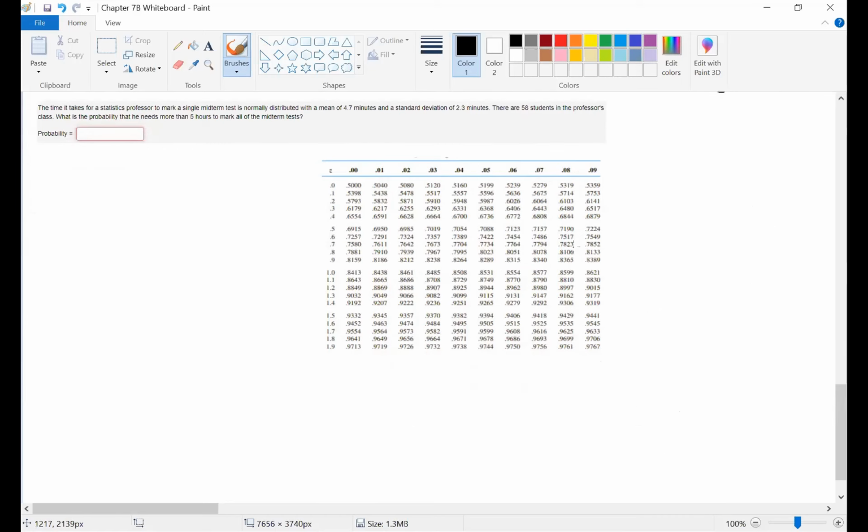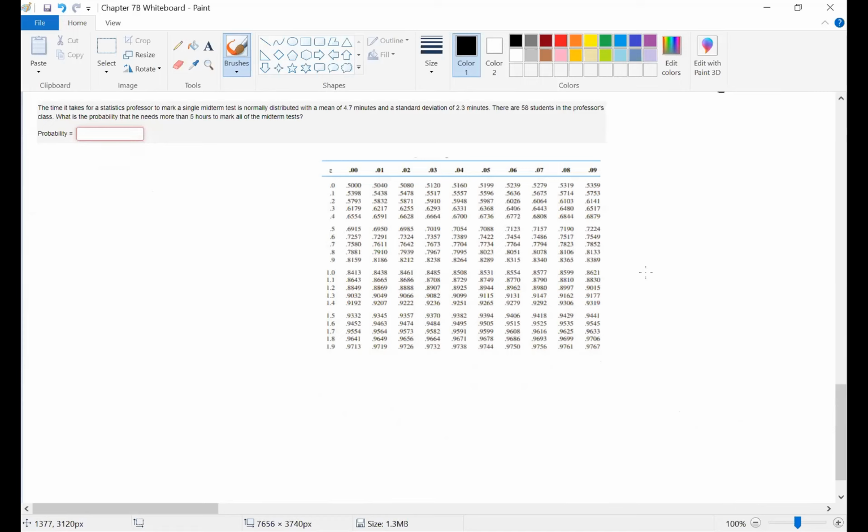Okay. Here I have another one. This one's a little bit trickier. I think there's an extra step. This one applies very well for me. Not as much for y'all, but it applies for me. Let's say I'm grading y'all's midterm exams, and it takes me 4.7 minutes to grade them with a standard deviation of 2.3 per person.